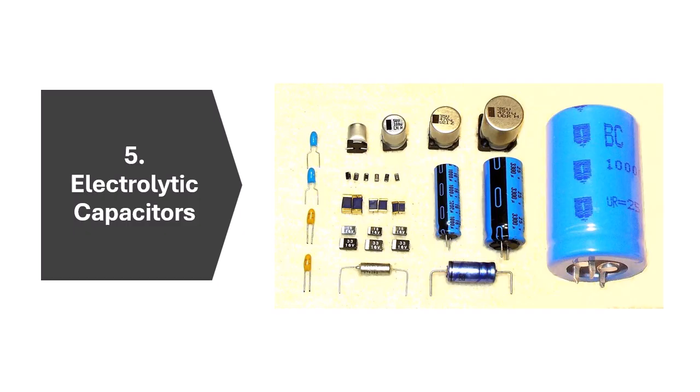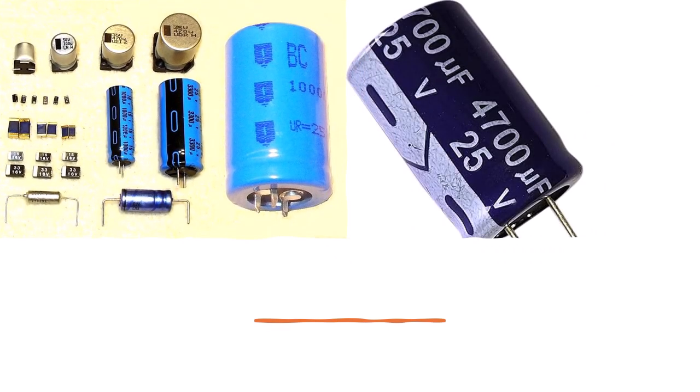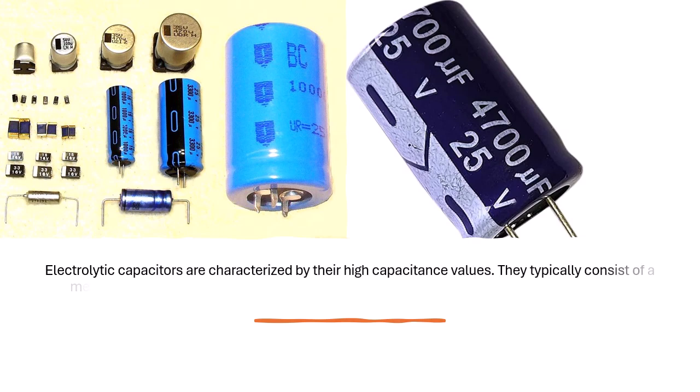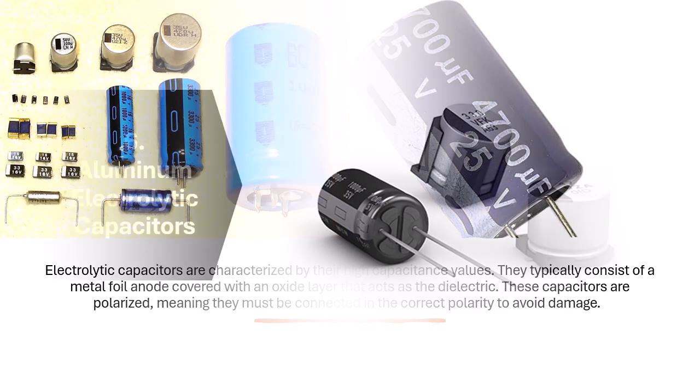5. Electrolytic capacitors. Electrolytic capacitors are characterized by their high capacitance values. They typically consist of a metal foil anode covered with an oxide layer that acts as the dielectric. These capacitors are polarized, meaning they must be connected in the correct polarity to avoid damage.